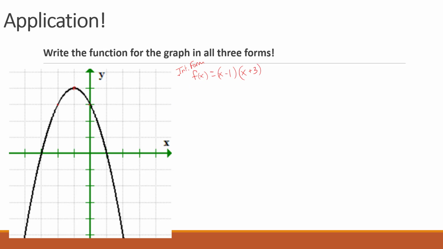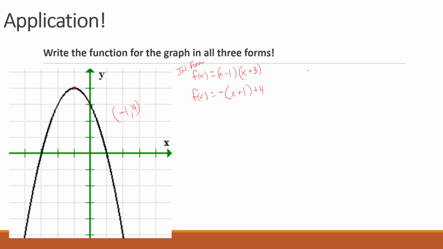Let's go on to our vertex form since we have a standard graph. So f of x is equal to negative, because the entire graph is concave down, it's flipped over. Our vertex is negative 1, comma 1, 2, 3, 4. So we want to have an x plus 1, the opposite of our x value, plus 4.